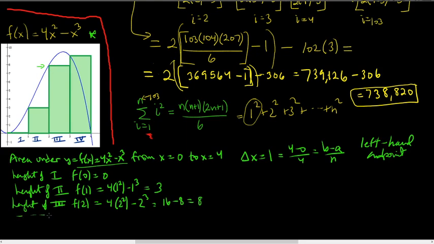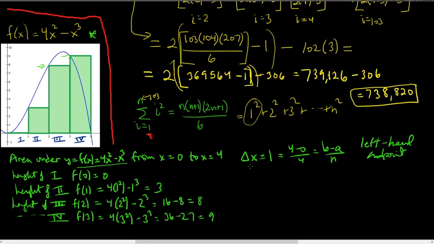And then finally, for the fourth rectangle, sorry, it's supposed to be a V here. There we go. The height of the fourth rectangle will be f of 3. So 4 times 3 squared minus 3 cubed. So 9 times 4 is 36 minus 27. I think that's 9. That looks about right.